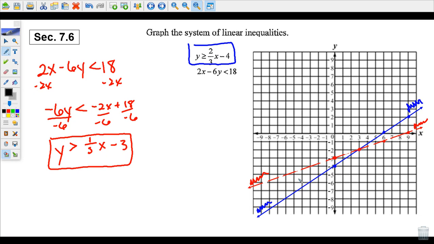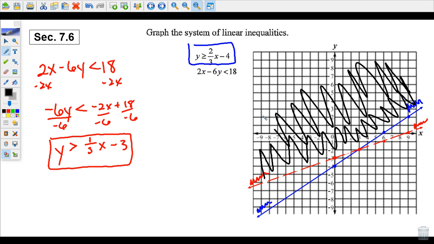Right here, I'm not above the red line. Right here, I'm not above the blue line, but right here, and then over here above the blue, this area is above the red and the blue. So that would be my solution. All my solution sets would just sit in that space.